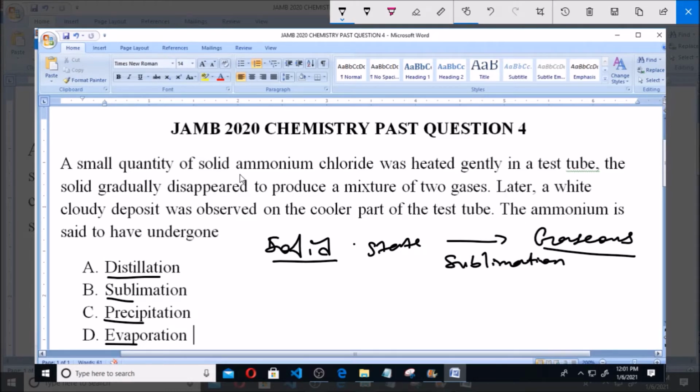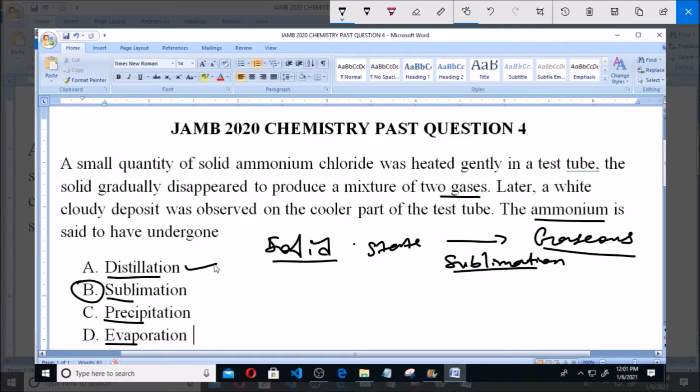When heat was applied to the ammonium chloride, it changes directly into gas. Then it's cooled back to give the ammonium chloride again, and that is sublimation, which is option B.